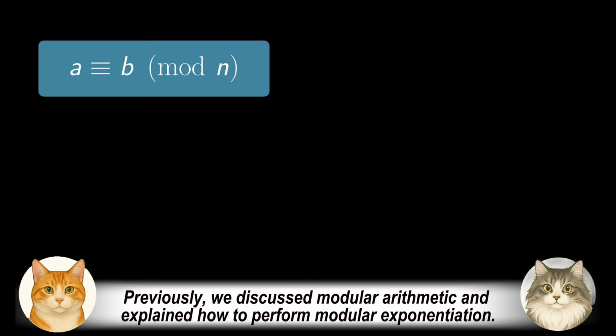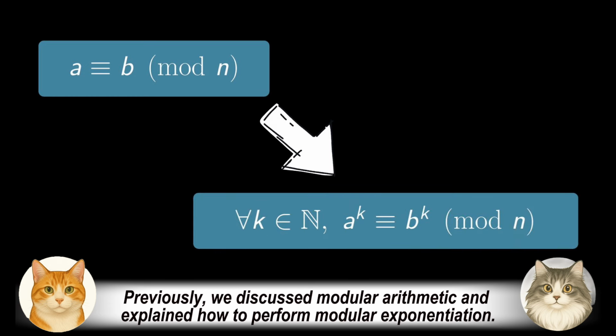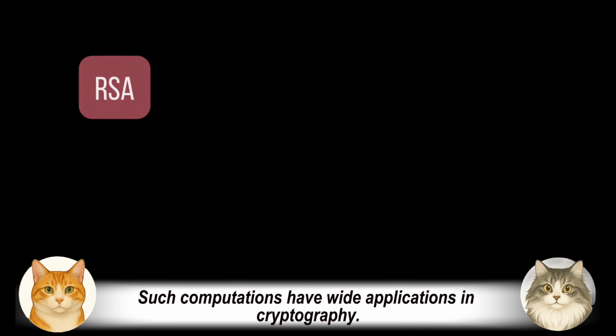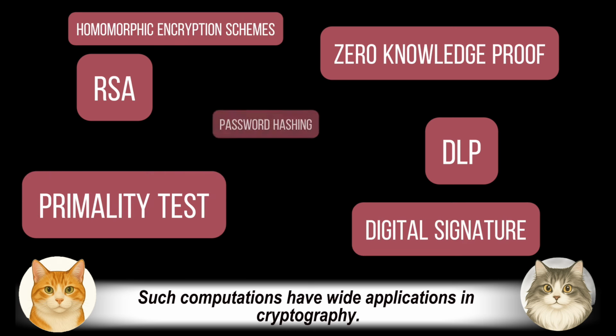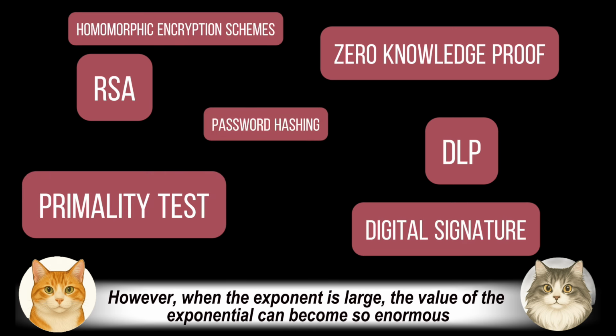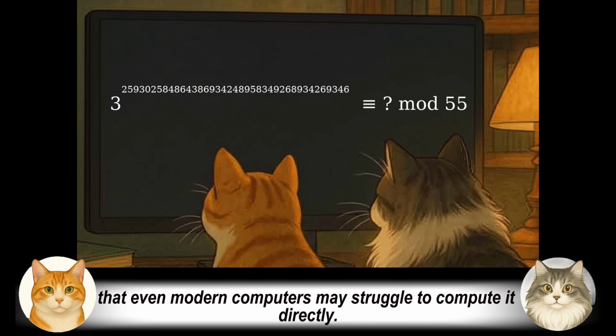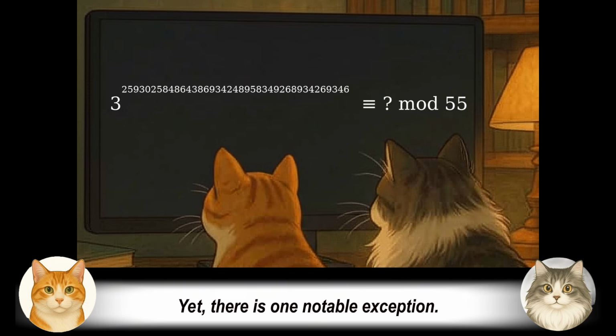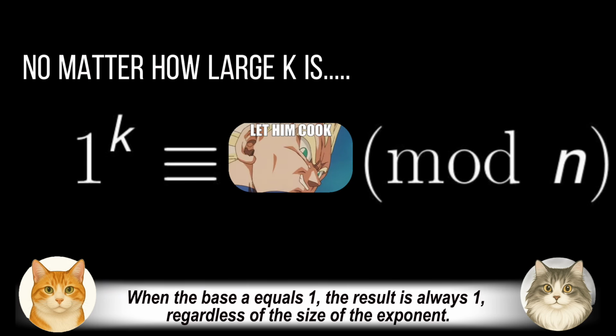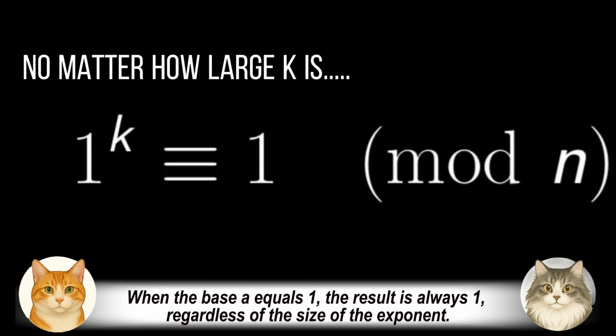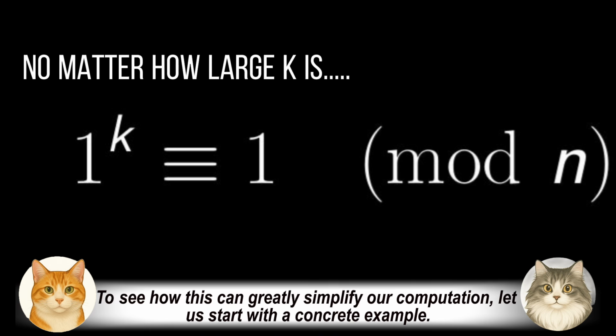Previously, we discussed modular arithmetic and explained how to perform modular exponentiation. Such computations have wide applications in cryptography. However, when the exponent is large, the value of the exponential can become so enormous that even modern computers may struggle to compute it directly. Yet, there is one notable exception. When the base a equals 1, the result is always 1, regardless of the size of the exponent. To see how this can greatly simplify our computation, let us start with a concrete example.